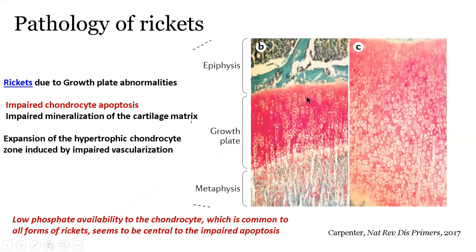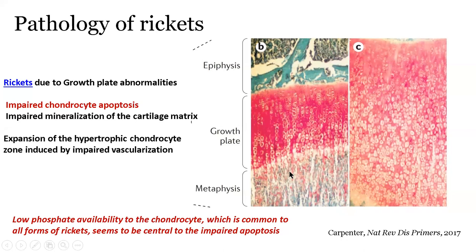Now in figure B, you see a healthy bone with an epiphysis, the growth plate, which is mainly made by the chondrocytes, and the metaphysis. Now the chondrocytes have to undergo apoptosis, and there has to be mineralization of this cartilage matrix to give rise to a finely trabeculated bone. But what happens in rickets is that the apoptosis of the chondrocytes and the subsequent mineralization of this matrix fail.